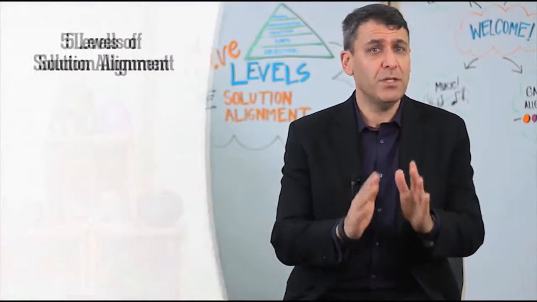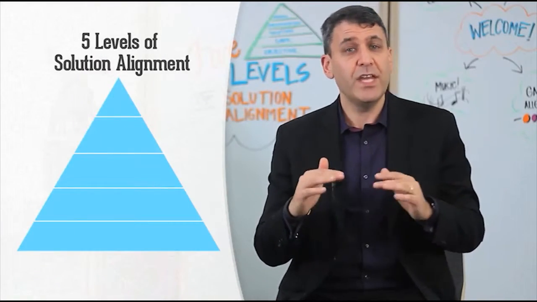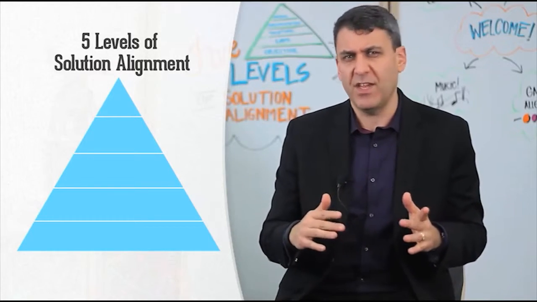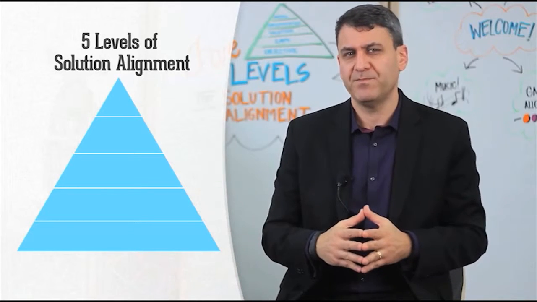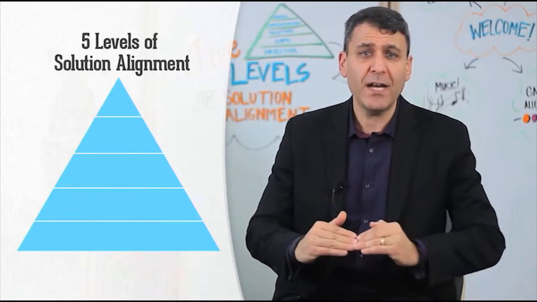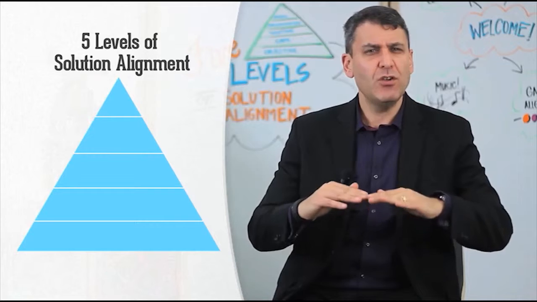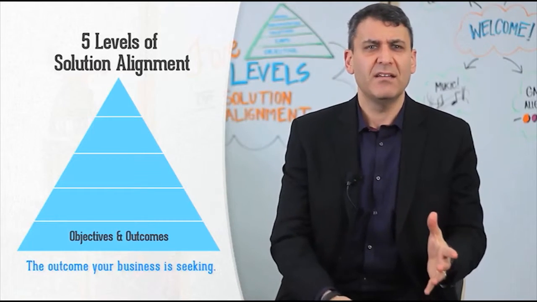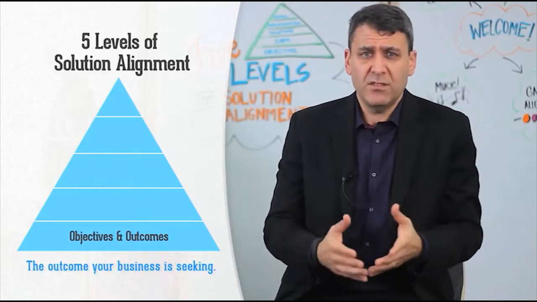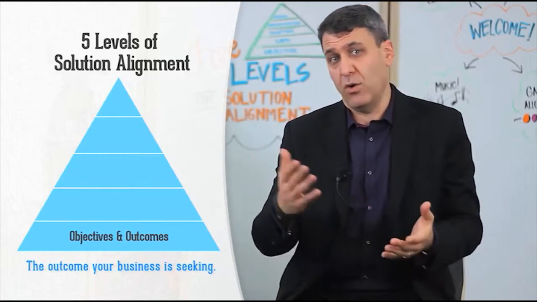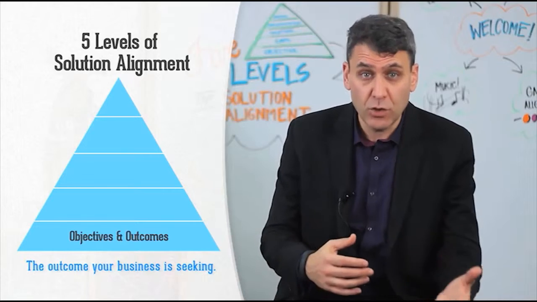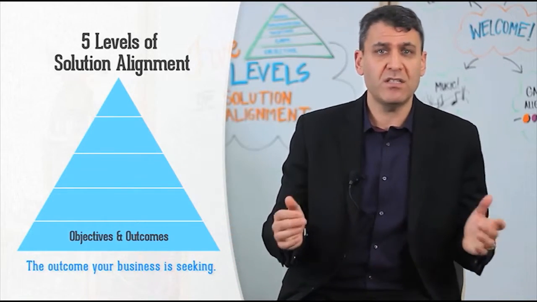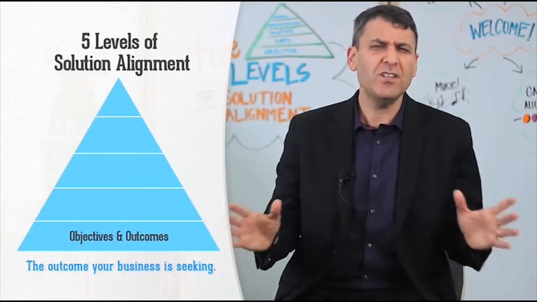So the model is a pyramid with 5 levels, with each level building on the one below it. I'll start from the bottom and define each of the 5 steps, and then we'll walk through them in a little more detail. The first and bottom step of the pyramid is your objective or outcomes. And by that we mean the outcome your business is seeking. If the team has been asked to innovate, to what end? What's the goal? Is it to grow total market share, to penetrate new markets, to respond to a competitive offer, to reduce costs, improve reuse? You need to start with a mission.